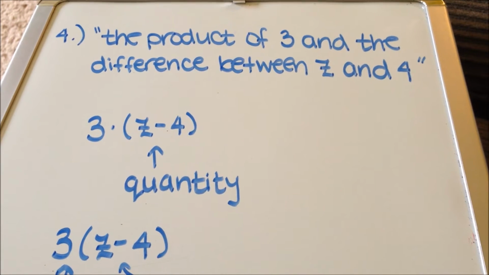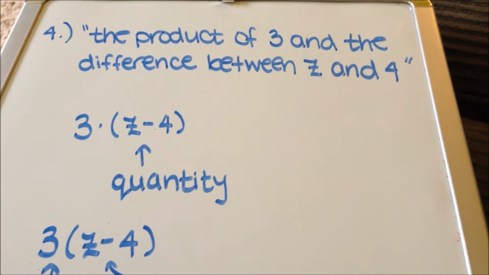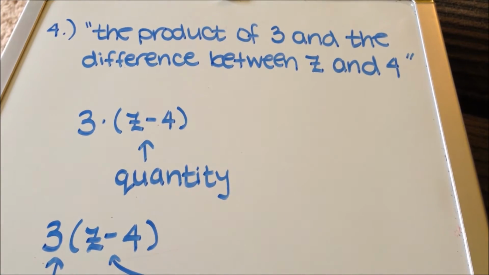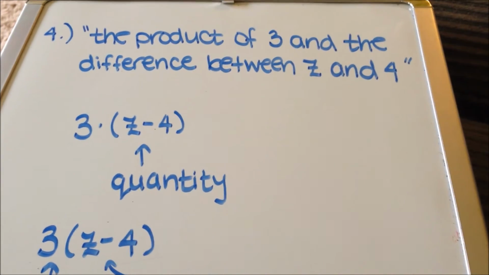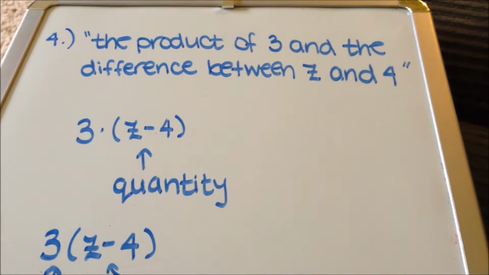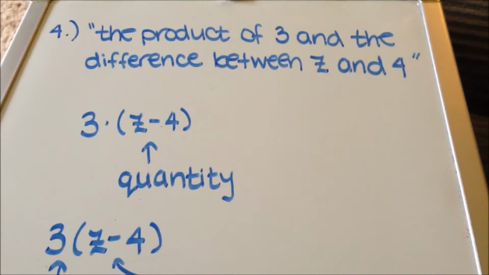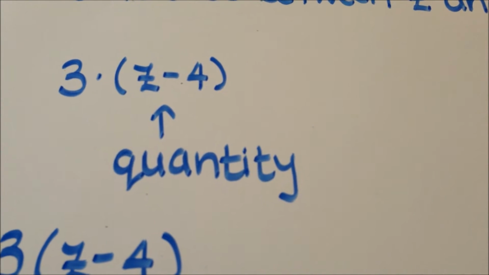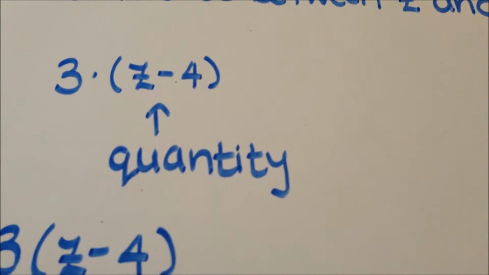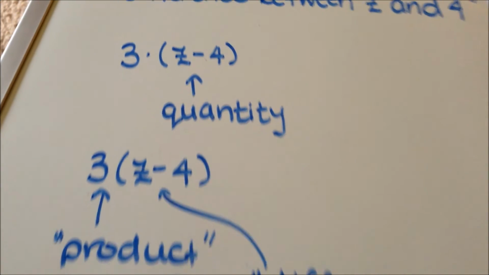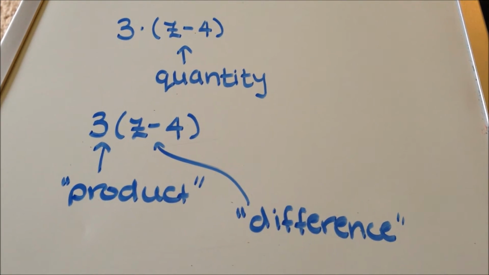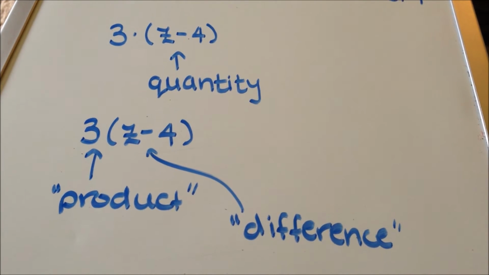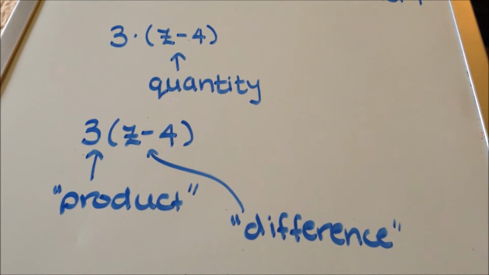Number 4, translate the product of 3 and the difference between z and 4. So we have two parts. We have 3, and then we have a product, so times, and then we have a quantity, the difference between z and 4. Notice that I put the quantity z minus 4 in parentheses. That's because we are multiplying that entire quantity by 3. So it's 3 times the quantity z minus 4. Again, the word product means to multiply, and the word difference means to subtract.